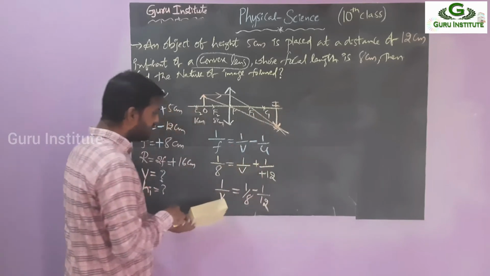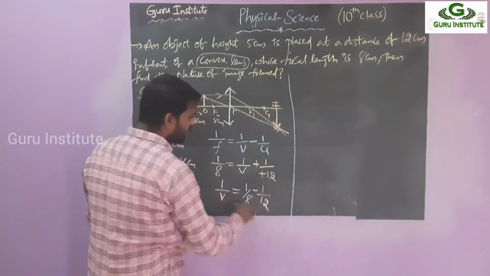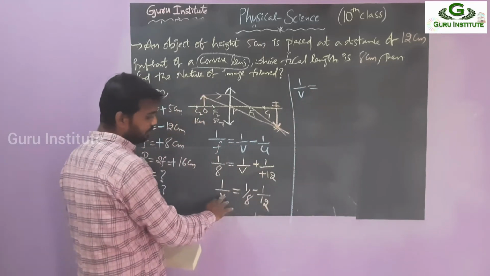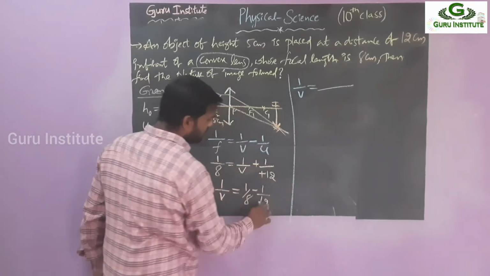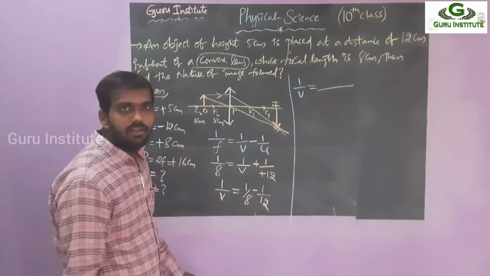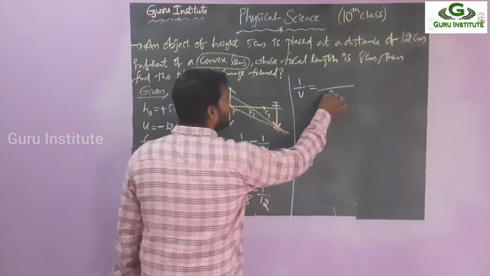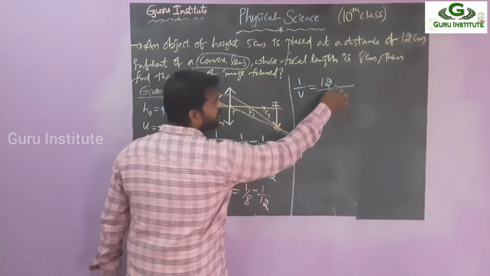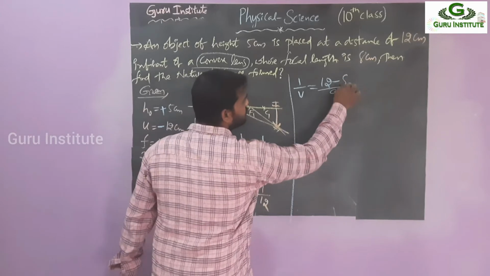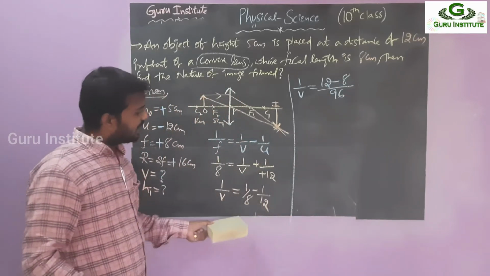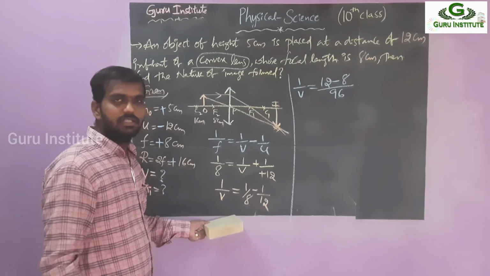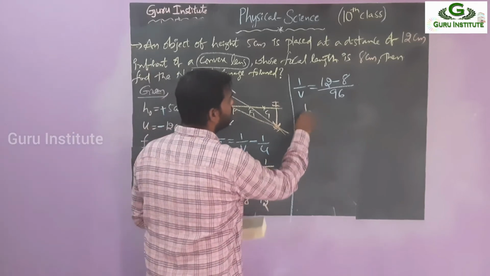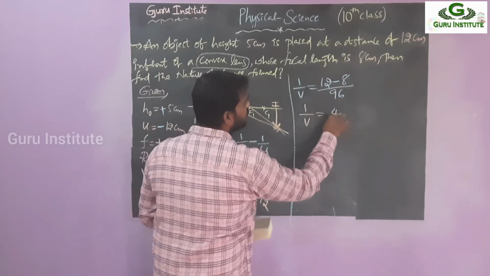So now take the LCM. Or simply you can multiply these two. So what do you get? 1 by v is equal to, totally, 12 8s are 96. So then 12 into 1, 12. Minus should be minus, 8 1s are 8. So simply what you get? 1 by v is equal to 12 minus 8. How much? 4. 4 by 96.